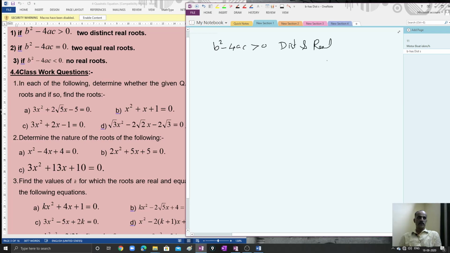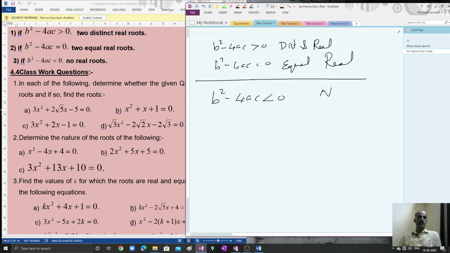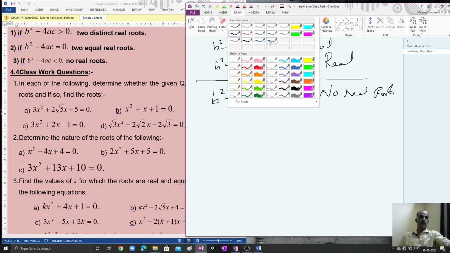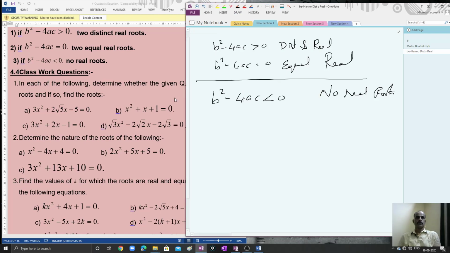If b square minus 4ac is equal to 0, then also we have real roots, but equal. When do we not get real roots? The condition is b square minus 4ac is less than 0, then no real roots. So here we are worried about whether it is coming less than 0. Let us take one by one and see how things are coming.